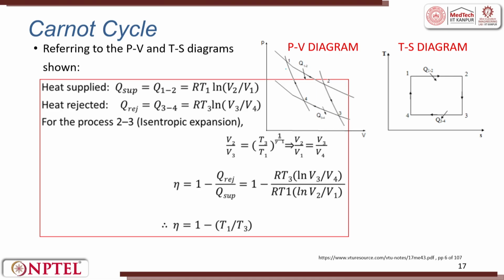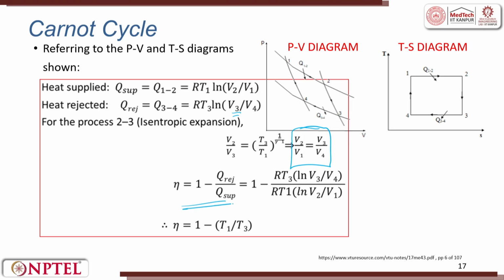Q supply is nothing but Q1 minus Q2, which is RT1 natural log V2 by V1. Then what is getting rejected is between 3 and 4. So, for the process 2 to 3 where there is an expansion, V2 by V3 is equal to T3 by T1 to the power 1 by gamma minus 1. And this is nothing but V2 by V1 is equal to V3 by V4.